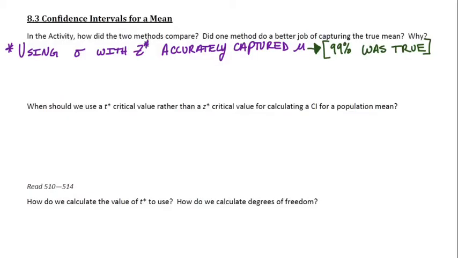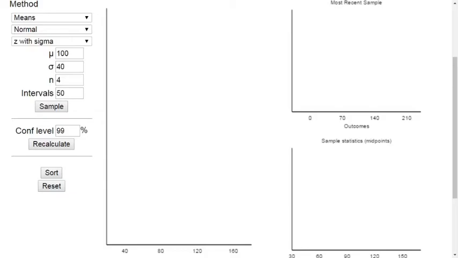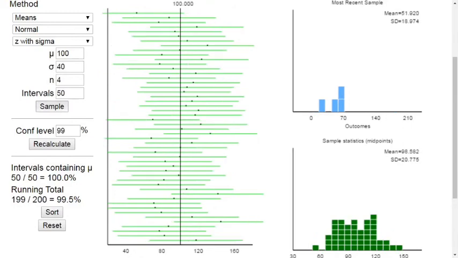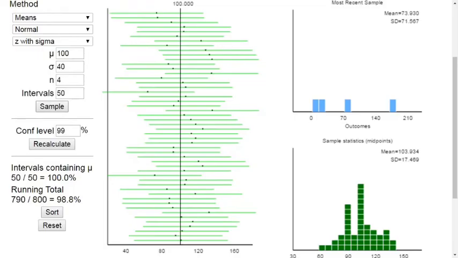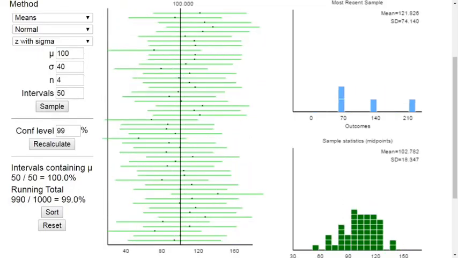So I've actually got the applet pulled up here, and we're going to just quickly illustrate. If I use z-scores, so z with sigma, which is the population standard deviation, and I'm going to do 50 at a time, you'll notice these intervals are actually really accurate. I keep clicking. Okay, I see some red in there, but in general, look at the capture rate. It's 99%. What do you know? So we're doing, I've already done 1,000 and I'm at 99%. So this actually works if we can use z-scores with sigma, which is the population standard deviation. But notice, we've got that fixed at 40. That's not changing. So that's actually important here.